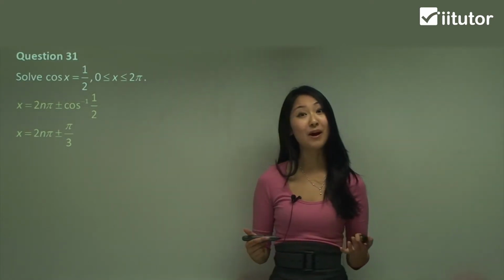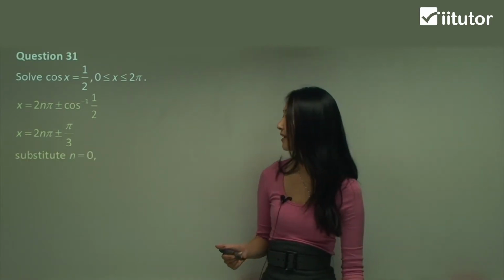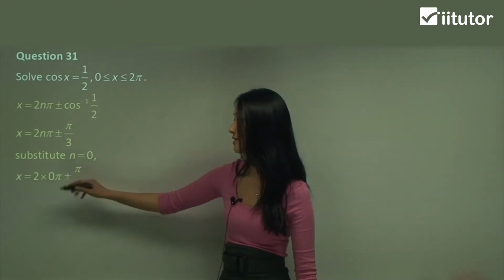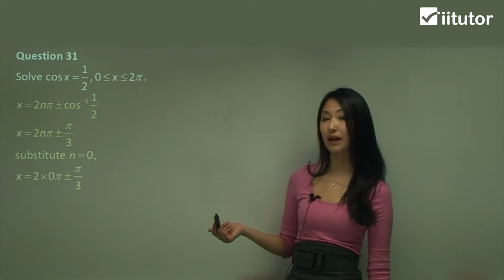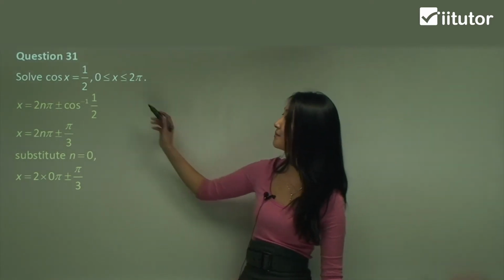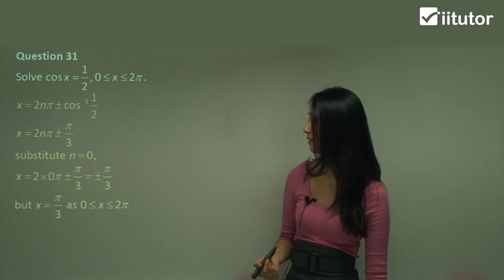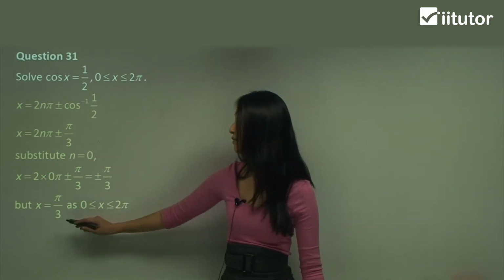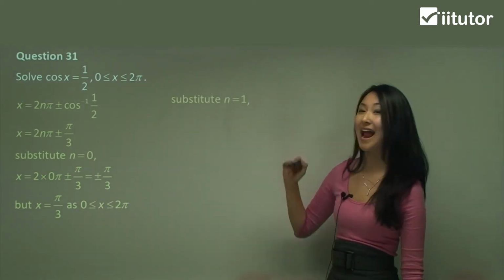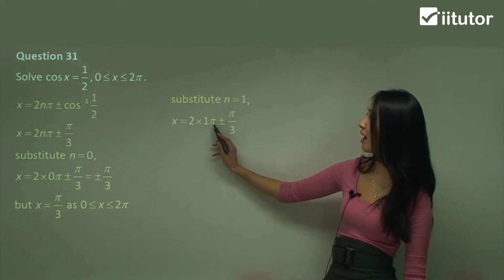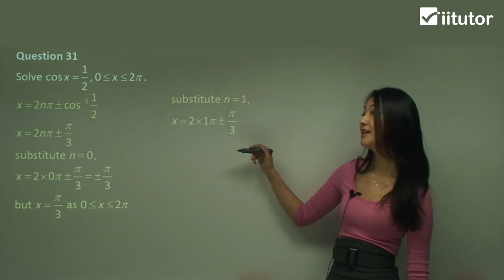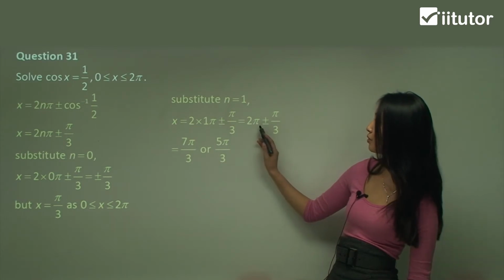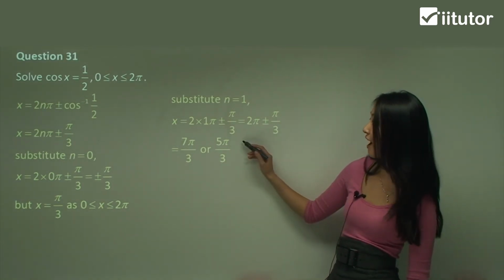Remember how I said always start off with n equals 0? Substituting in n equals 0, this just becomes 0, doesn't it? So it's just plus or minus pi on 3. But since it must be greater than 0, x can only equal pi on 3 for that domain. So we worked out one value. Let's move on to n equals 1 now. So we have 2 times pi plus or minus pi on 3. So we have 2 pi plus pi on 3, which is 7 pi on 3, or 2 pi minus pi on 3, which is 5 pi on 3.